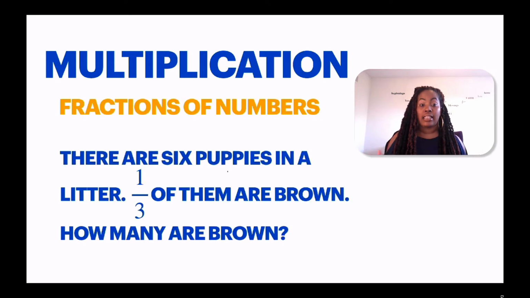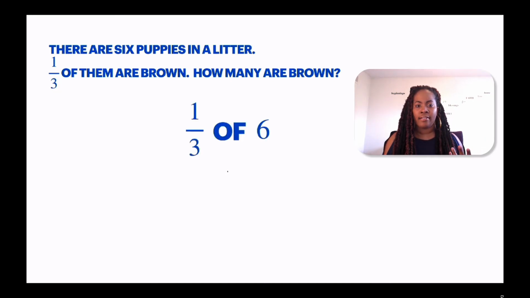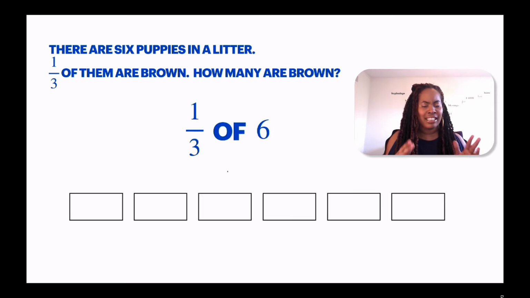So in this case, there are 6 puppies in the litter. 1/3 of them are brown. How many are brown? So we're going to draw another picture using our number bars to represent the amount of puppies that we had. And again, we're looking for 1/3 of 6, right? So here are our 6 puppies, or 6 number bars, right?